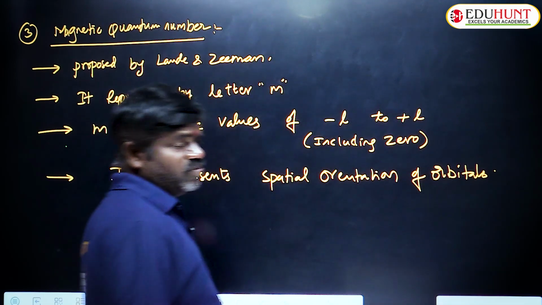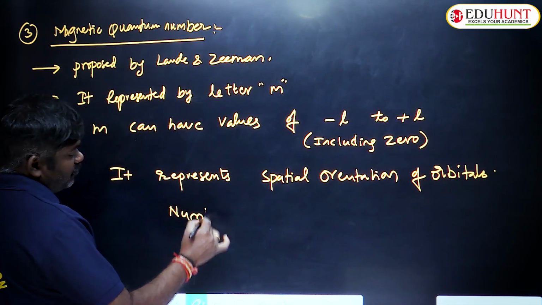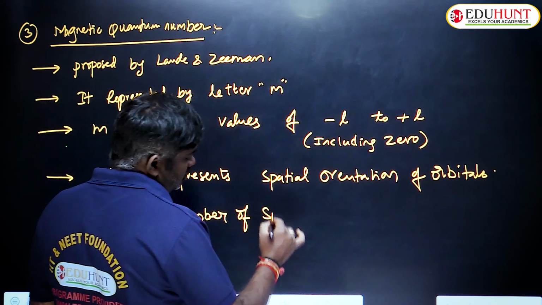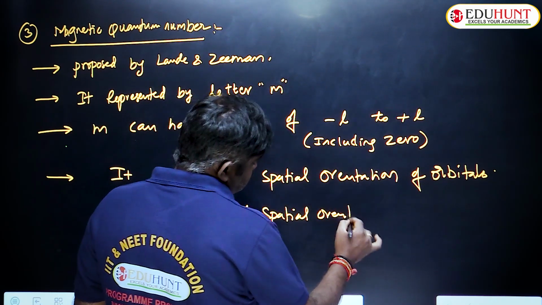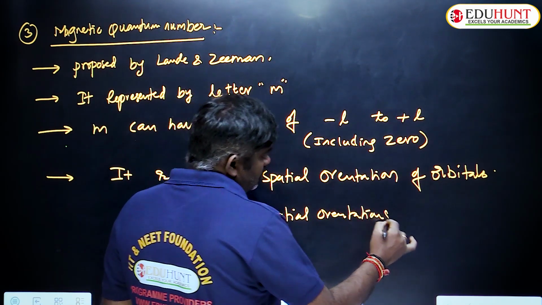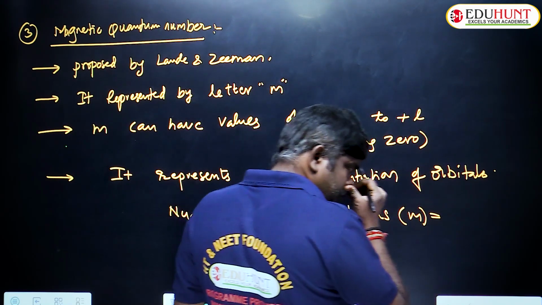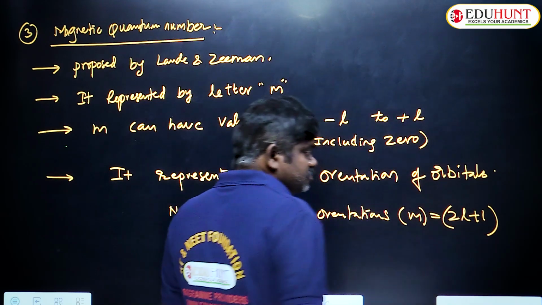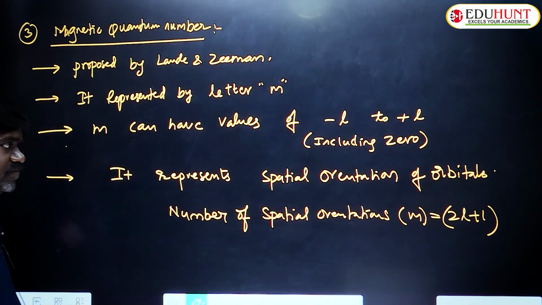This is the very important point. The number of spatial orientations, M, is equal to 2L plus 1. Number of spatial orientations, M, is equal to 2L plus 1.